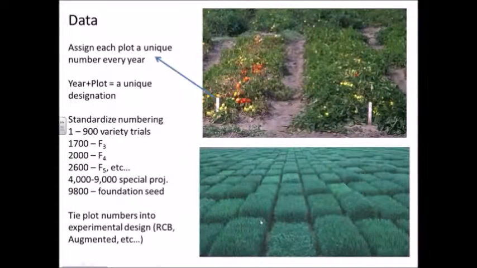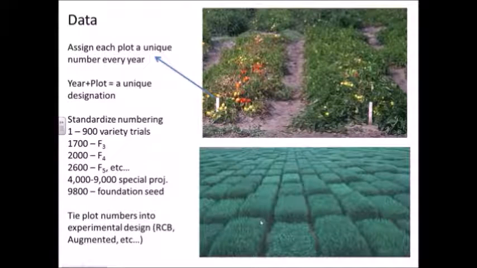Let's talk about the data a little bit. We've been working with tomato data, but this could be any crop data. Each plot is a unique number every year. Year and plot is a unique designation over the history of a program. Plot numbers then get tied back into the experimental design, whether it's a randomized complete block design or an augmented design. So plot number is allowing us to link information.